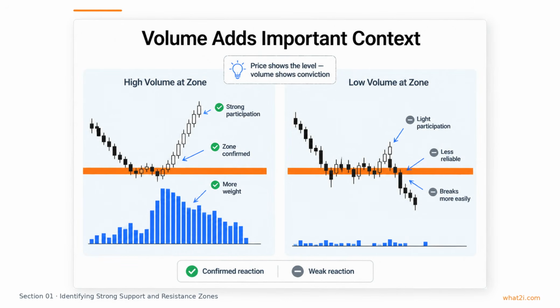Volume helps answer an important question. Did this reaction attract real participation, or was it just a small temporary pause? When price reaches a zone and volume expands, it suggests more traders were active there, which can strengthen the case that the level matters. A bounce from support on high volume, for example, often tells us buyers defended that area with conviction. By contrast, a weak reaction on light volume may be less reliable and easier to break later. Price shows us where the level is, but volume helps us judge how much market commitment stood behind the move. Used together, they give a more complete picture than price alone.